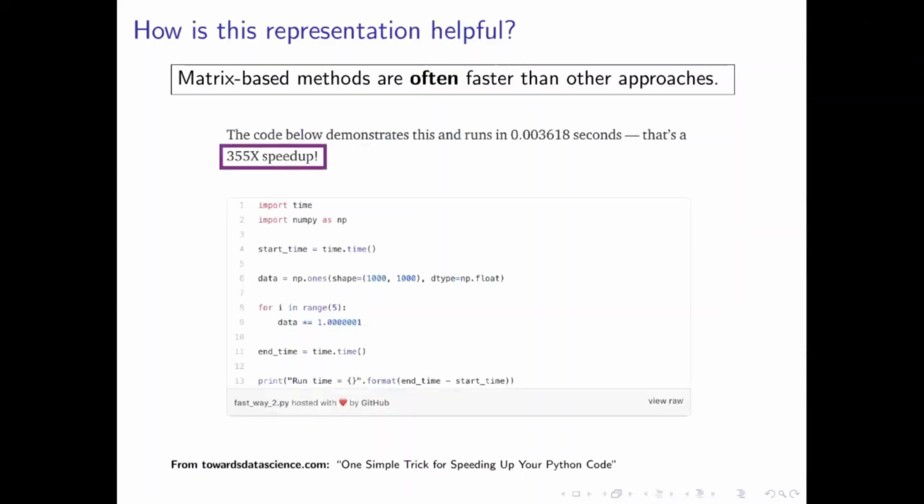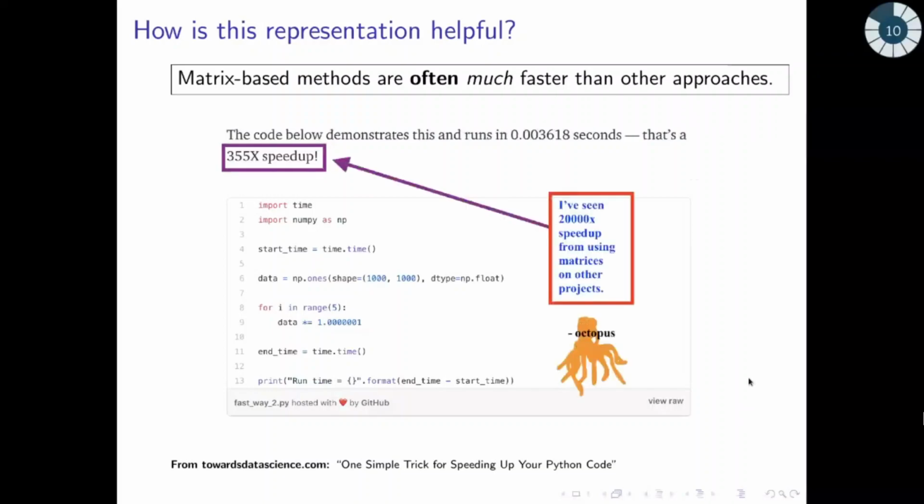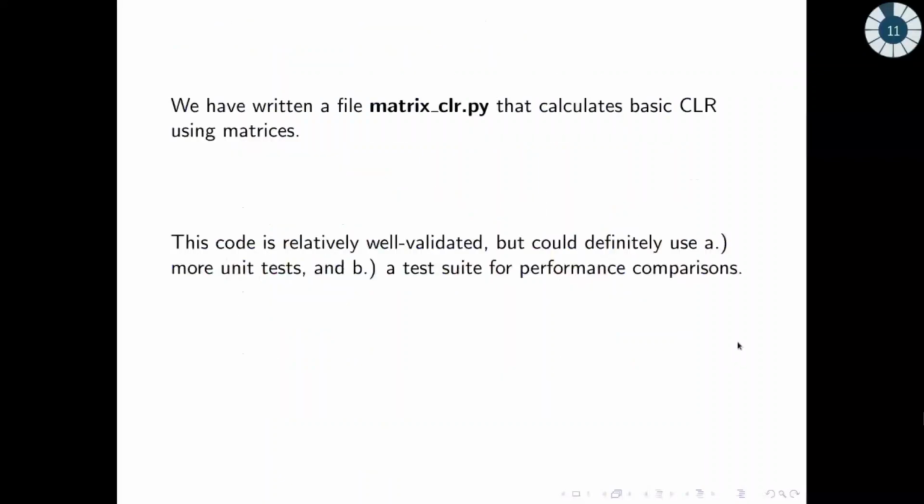Matrix-based methods are faster. This is some code from a project that Andrew did, where he saw a 355 times speedup just using a NumPy library over some other approach. So yeah, he's seen great examples of this. It's pretty straightforward.